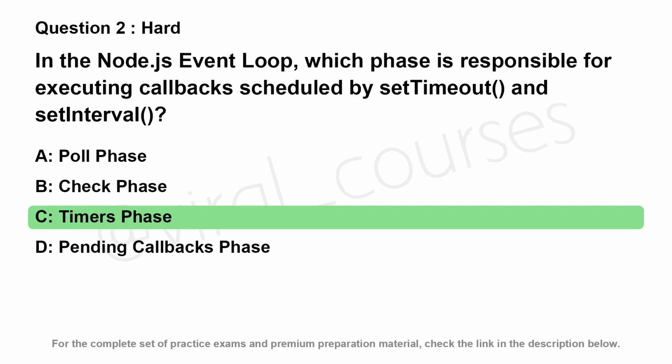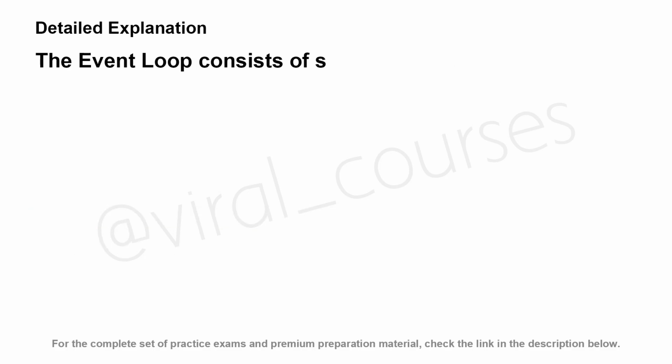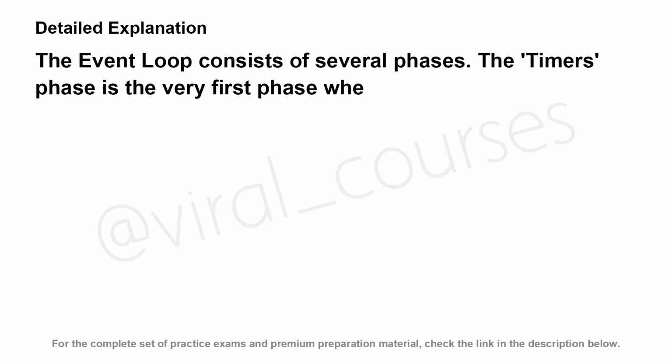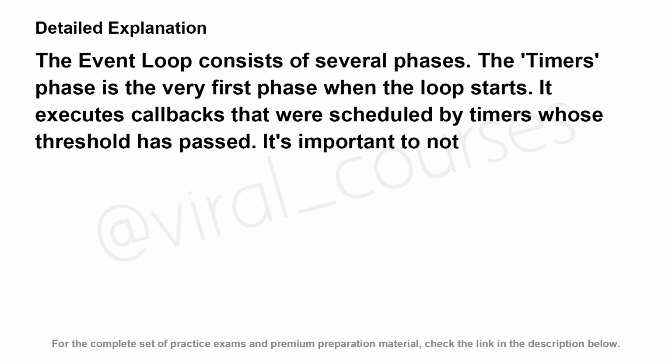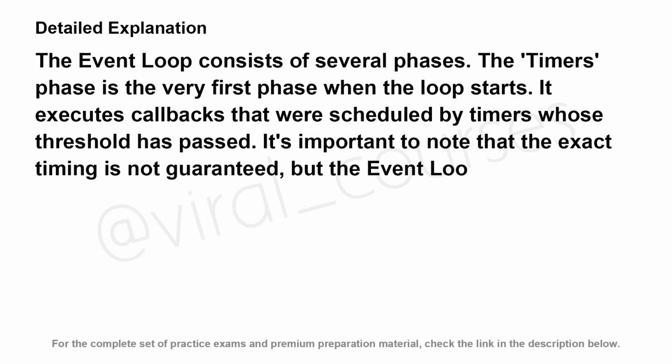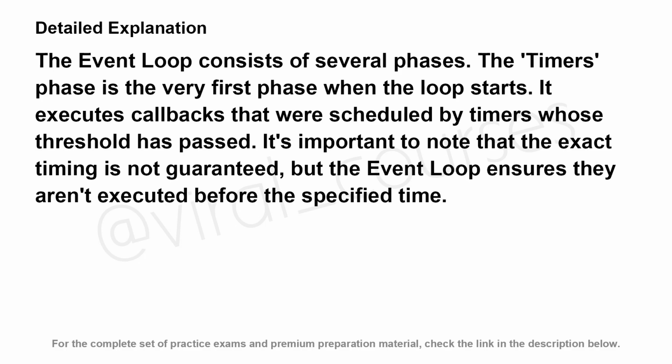The correct answer is C. The event loop consists of several phases. The timers phase is the very first phase when the loop starts. It executes callbacks that were scheduled by timers whose threshold has passed. It's important to note that the exact timing is not guaranteed, but the event loop ensures they aren't executed before the specified time.